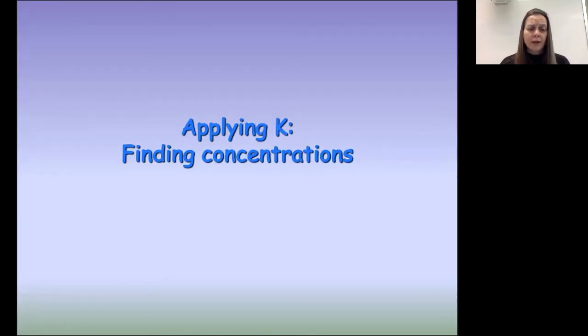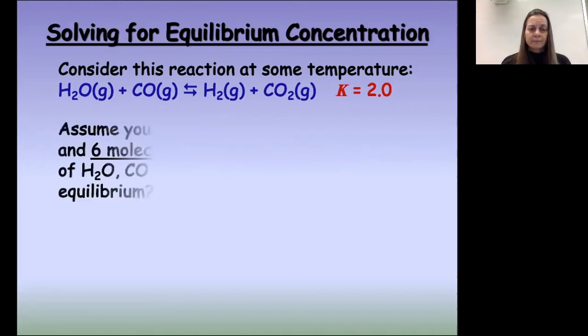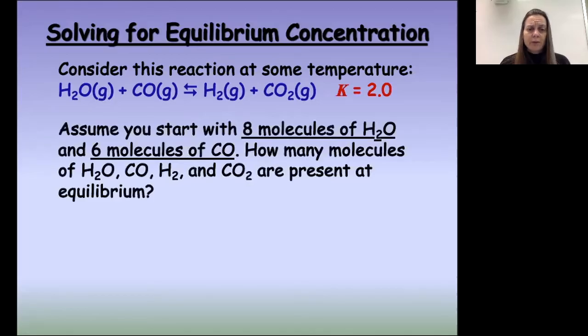So we're just going to jump right in and we're going to use an example as our teaching tool here as we go through this process. If we were to consider this reaction, this is the reaction between water and carbon monoxide to form hydrogen gas and carbon dioxide. And we're given that the K is 2 at whatever temperature at which this equation is taking place. So if we assume that we start with 8 molecules of water and 6 molecules of carbon monoxide, it's asking us how many molecules of each of our chemical species are going to be present at equilibrium.